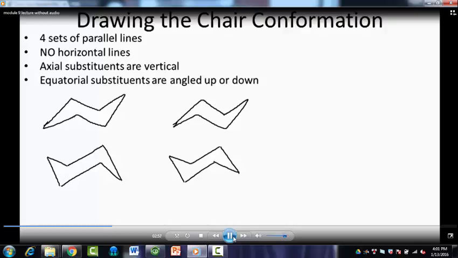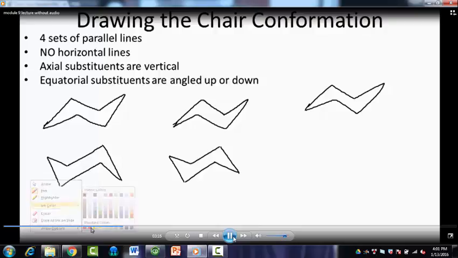They don't need to be perfect, but you want to, as best you can, try and keep the two ends parallel, the two lines in the middle parallel, and the other two lines parallel to each other. So three separate sets of parallel lines, and then the fourth set would be the ones that go straight up and down, what we call the axial substituents. So this was a slide where I just drew a bunch of chairs.